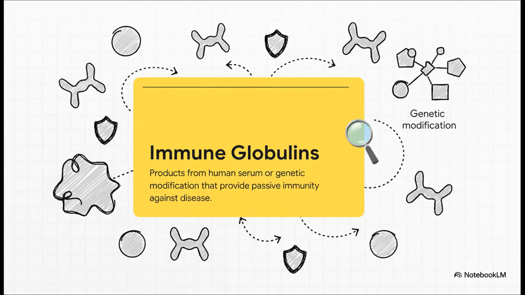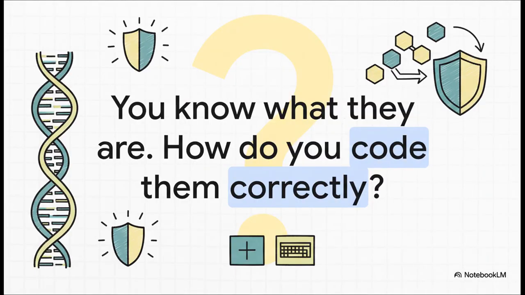Let's jump right in. So first things first, what are we even talking about here? I want you to imagine your body's immune system is like this amazing fortress. Well, immune globulins, they're like calling in temporary elite reinforcements. They give you this immediate, powerful boost to fight off some kind of invader. It's basically a borrowed defense system, and they can come from human serum or even be engineered in a lab. Pretty cool, right?